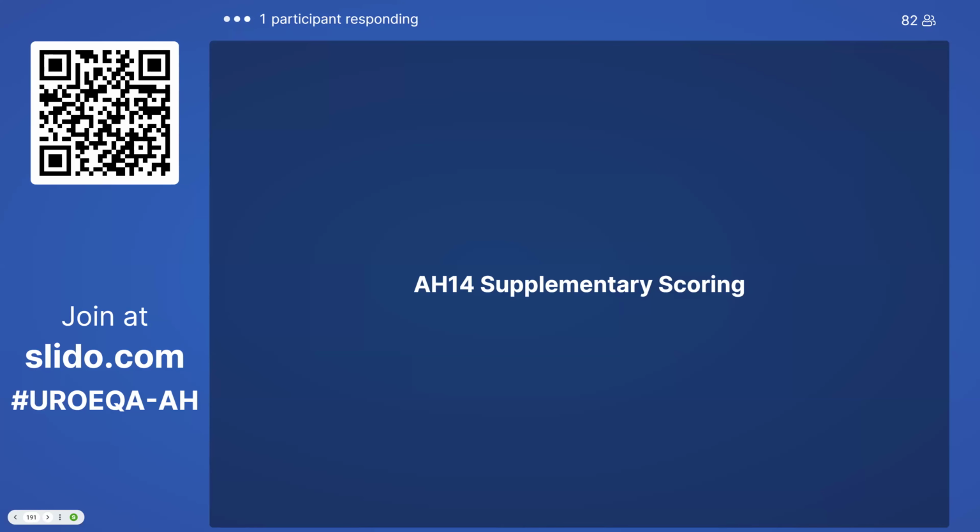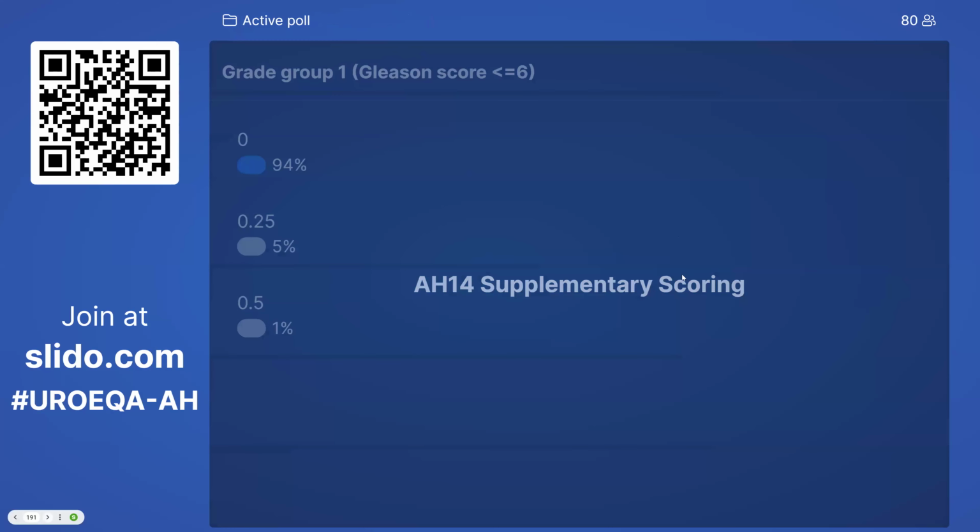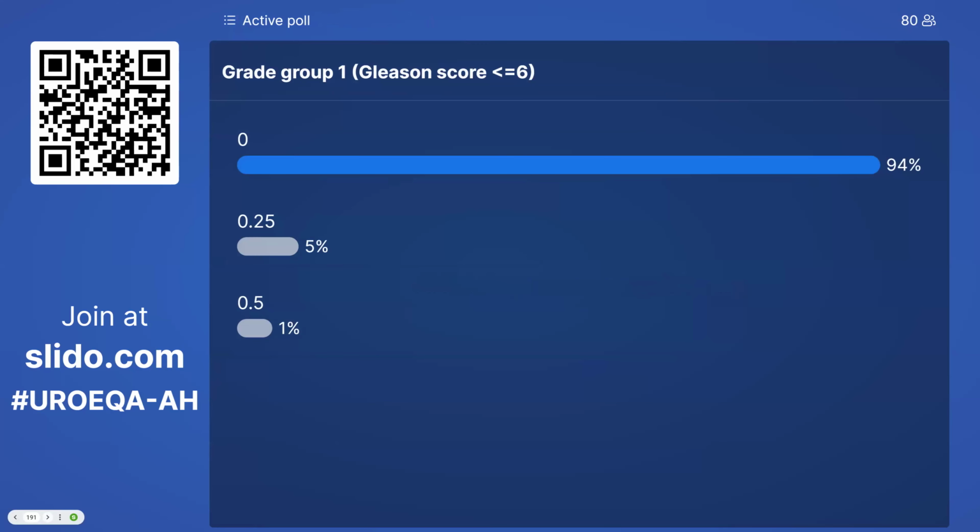We're getting up to the mid 80s, seems to be the top out number at the moment. Happy with that, John? Yep. Yeah, it seems to have just slowed. So 90, so 0 for grade group 1, which is high consensus. 0.5 for grade group 2.